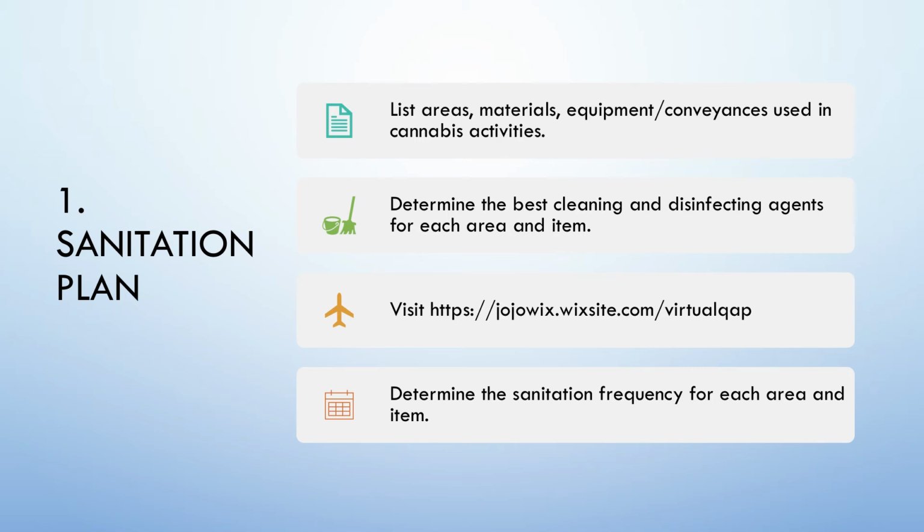Determine the best cleaning and disinfecting agents that are appropriate for cleaning and disinfecting each of these areas and items. If you need assistance with this list, I suggest you start by visiting the virtual QAP website, which categorizes Health Canada approved agents according to intended use. Then determine the sanitation frequency for each item and area on your list. One way to figure this out is by verifying scientific studies or papers found online.